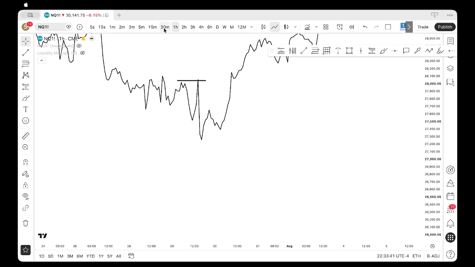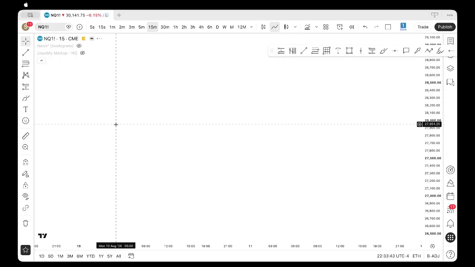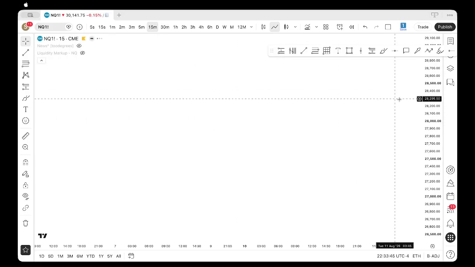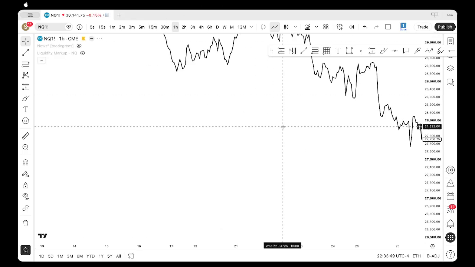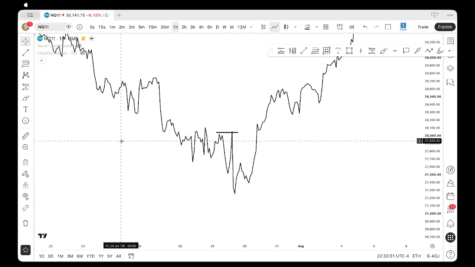And you can go on the lower time frame. I don't know if it's messing up or not. I hate doing this on a laptop, bro. We'll just stay on this page and just talk about liquidity.